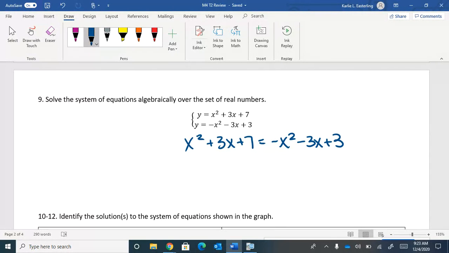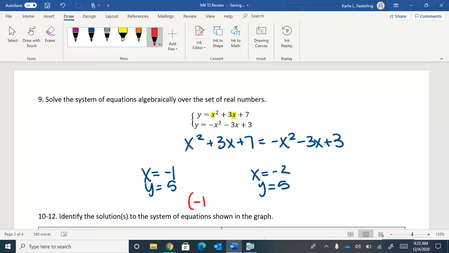And I got one of my x's was x equals negative 1 and x equals negative 2. I then plugged those in to get y equals 5 and y equals 5. So once you get your x values, you have to plug those x values back into one of these equations where there's x's to get your y values. But so your solutions to the system were negative 1 and 5 and negative 2 and 5.